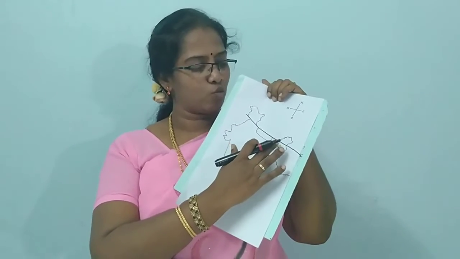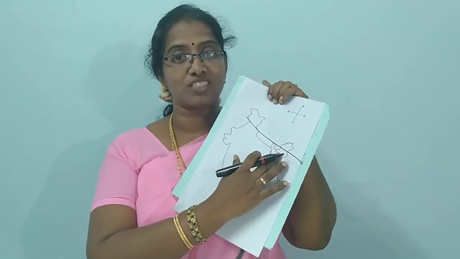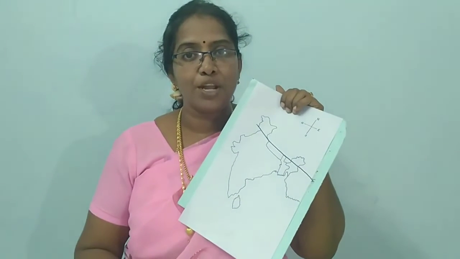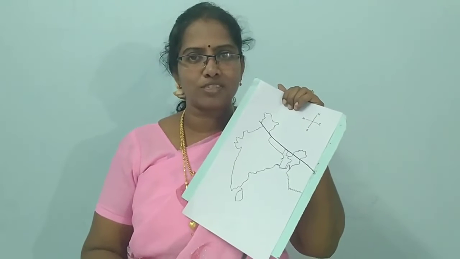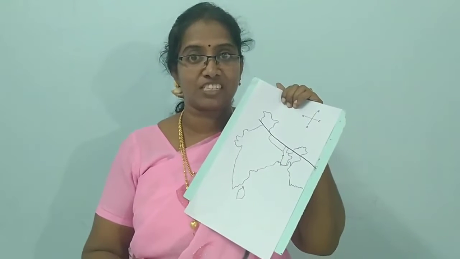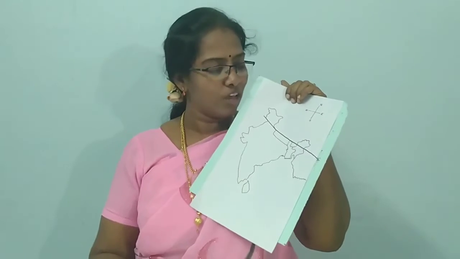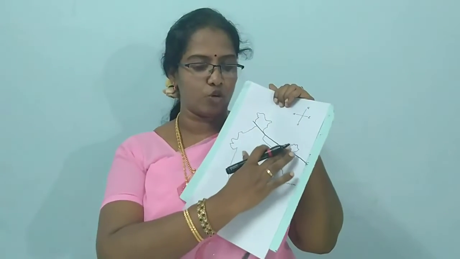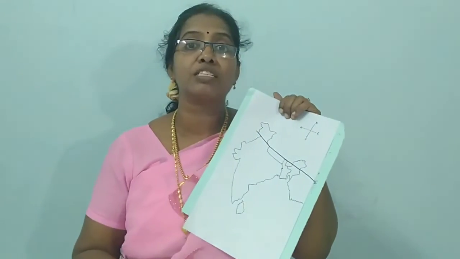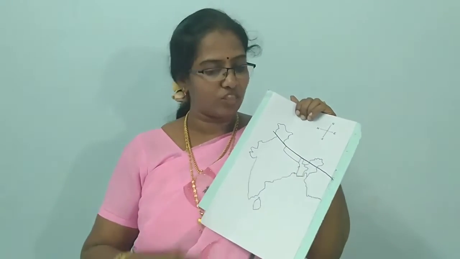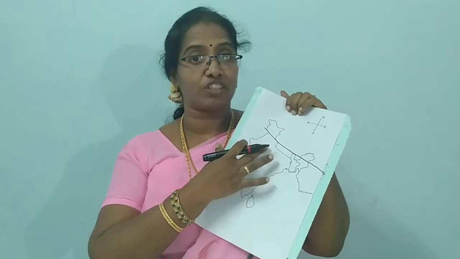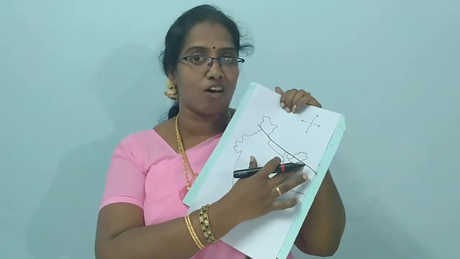What are the states there? Assam, Meghalaya, Manipur, Nagaland, Mizoram, Tripura. Yes, those states, the Seven Sisters, as we used to call them. In those areas the eastern Himalayan forests are available. These forests receive more than 200 centimeter rainfall.